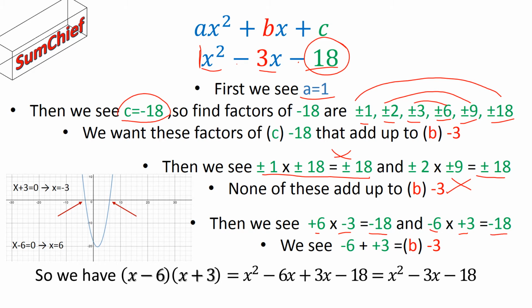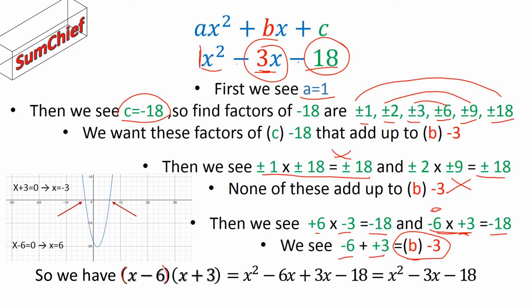And then we see, looking at this one here, because we got minus 3x, the minus should be on the bigger term, which is the 6. We see minus 6 plus 3 gives us minus 3, which is our b value. So b is minus 3. Okay, so now we just go straight ahead, put them into our brackets, and check it out by FOILing.